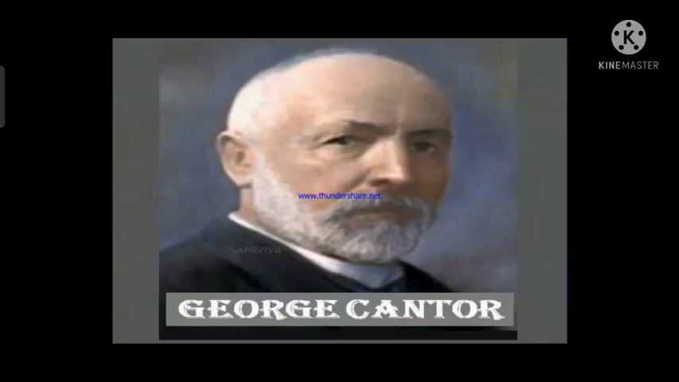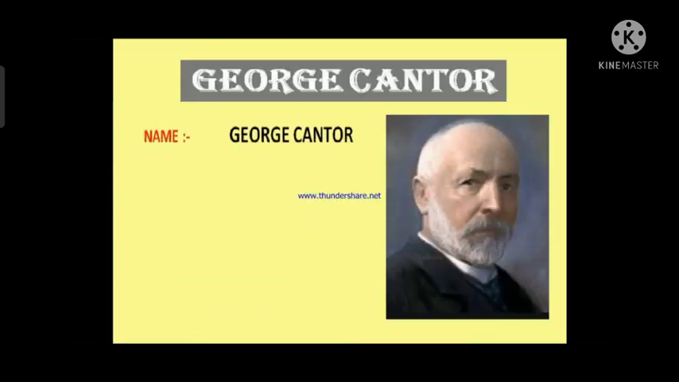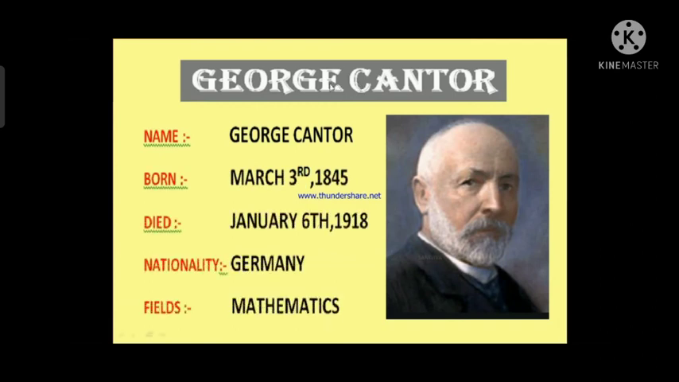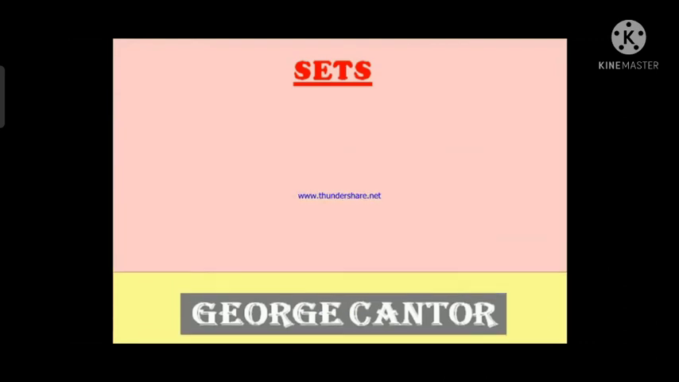Sets were introduced by George Cantor, a famous mathematician. George Cantor is a German mathematician who introduced sets. He was born on March 3rd, 1845, and died on January 6th, 1918. He belonged to Germany, and he worked mostly in the field of mathematics, especially set theory. He introduced set theory.